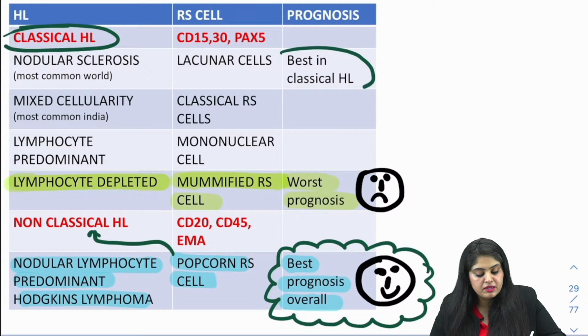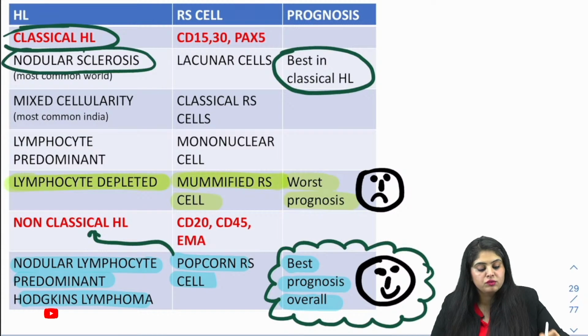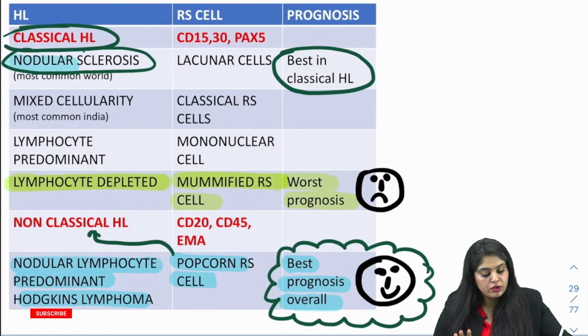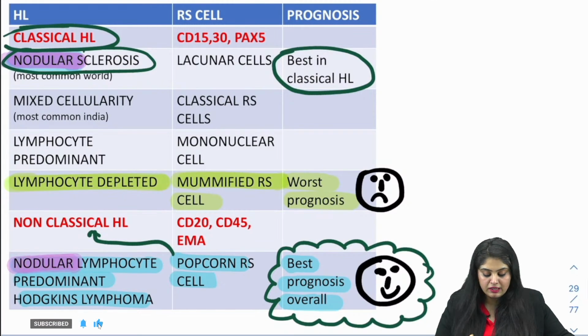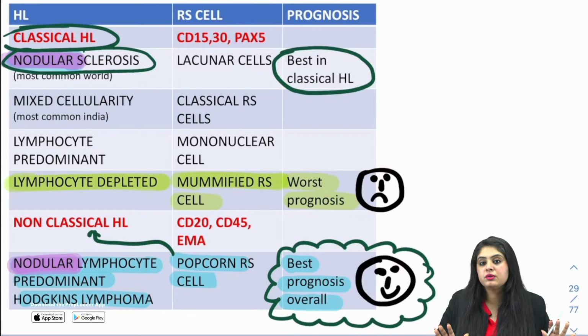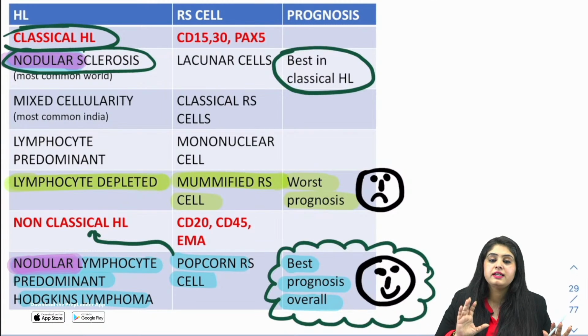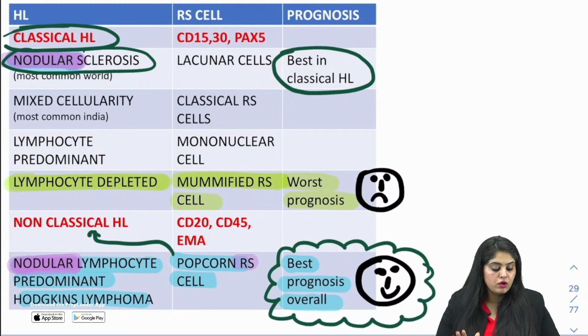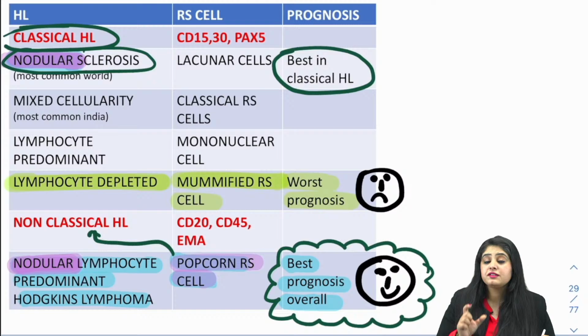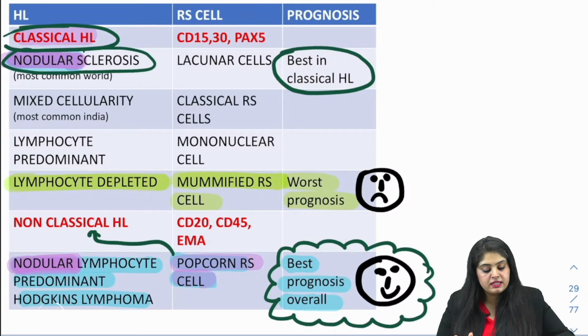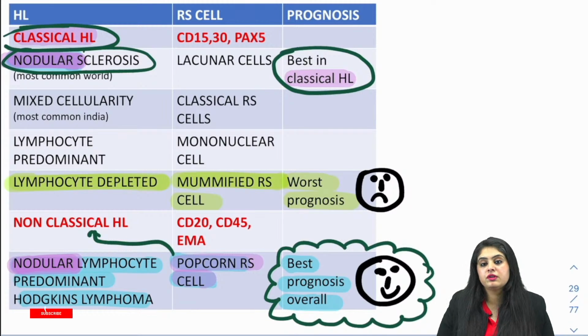So in classical, you may remember it is nodular sclerosis. So ultimately I realize that both the nodular ones are good. Classical maybe nodular is good, non-classical maybe nodular is going to be good. So both the nodular ones are really good out here. So now if overall it is asked, overall popcorn will be the best. But if they ask you particularly in the classical variety, then nodular sclerosis is going to be the best. This is your final table for Hodgkin's lymphoma. Remember, popcorn being the best is what is expected.